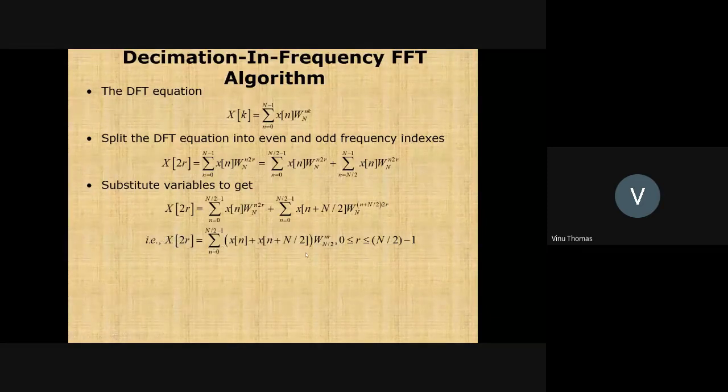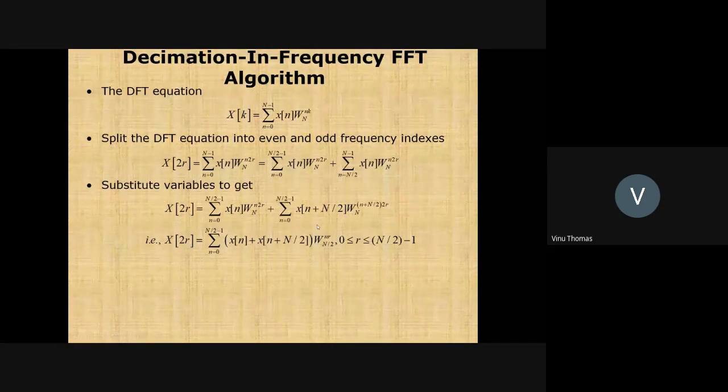But now I am looking at the right hand side of the equation. What is the right hand side of the equation? This is an N by 2 point DFT. It's an N by 2 point DFT of what? Of this sequence. Now what is this sequence? The first half of the original input sequence added to the second half of the original input sequence. So that is an N by 2 point signal, and you are now computing the N by 2 point DFT of this summation, right?